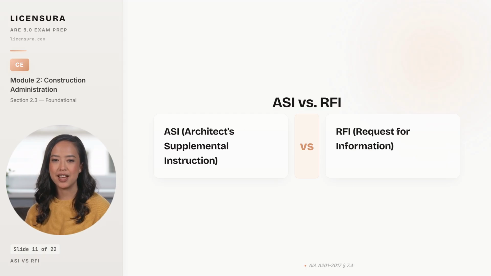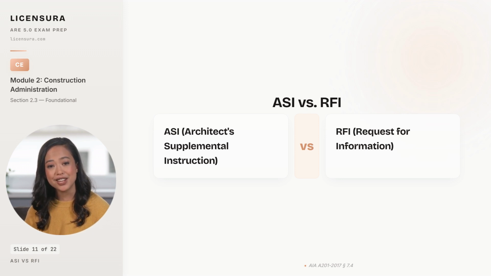That is the contractual ceiling on both of them, written into A201 Section 7.4 for the ASI and into Section 4.2.11 for the RFI response. The moment the clarification would adjust the price or the schedule, the matter routes out of both documents and into the change order process. The exam tests this pair as a unit, because architects under pressure will sometimes try to use an ASI as a quick and easy way to authorize a small extra, and that is exactly the trap. There is no such thing as an ASI that adds money. If money is added, it is a change order.